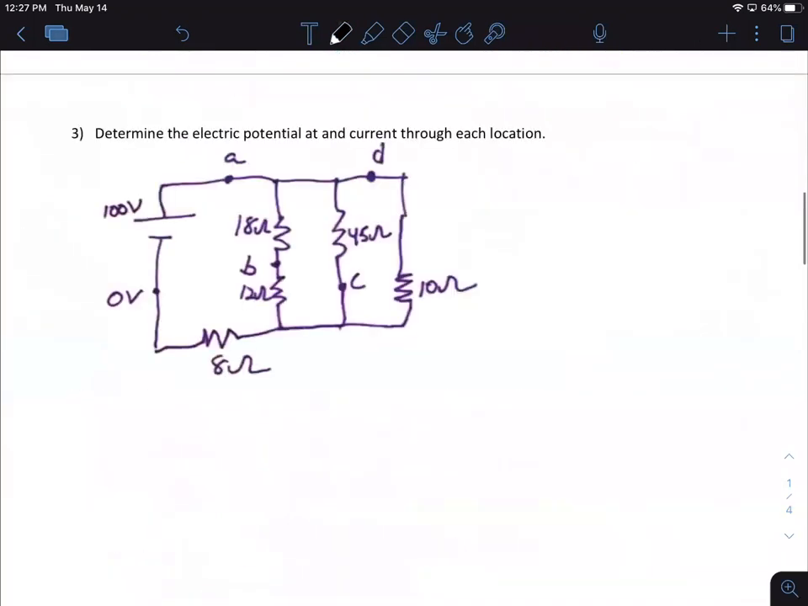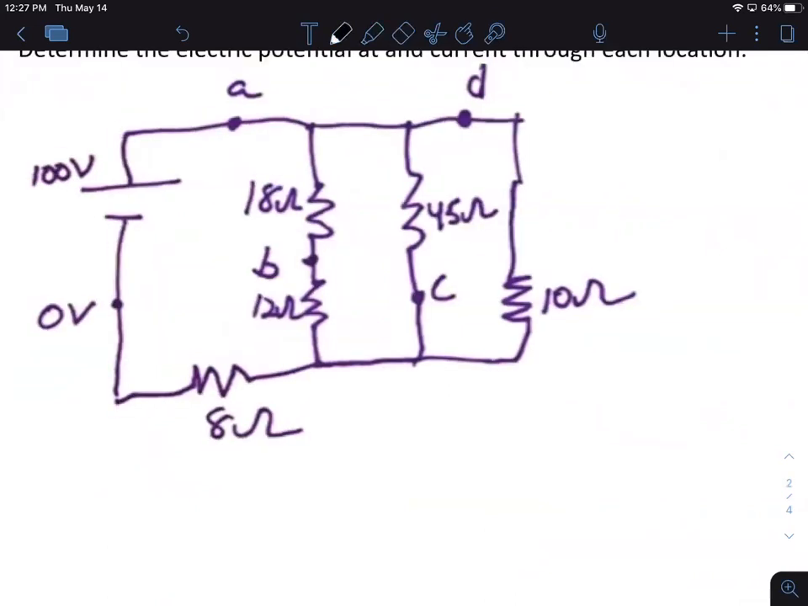All right, next. Similar to the first question, we're looking at these different spots and trying to find their potential. So I'm going to pause. I'm going to color this circuit, and I'm going to make a table. I'm going to make this resistor 1, 2, 3, 4, 5.